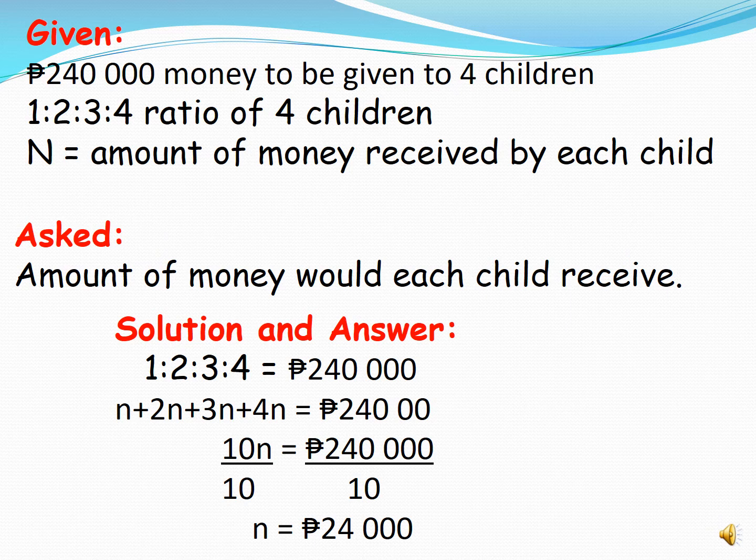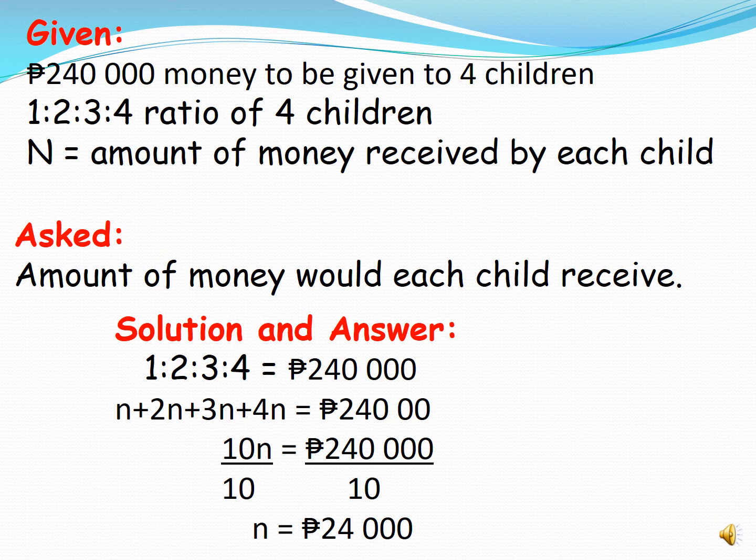Given 240,000 money to be given to 4 children. 1:2:3:4 ratio of 4 children. N amount of money received by each child. Ask, the amount of money would each child receive? Solution and answer.